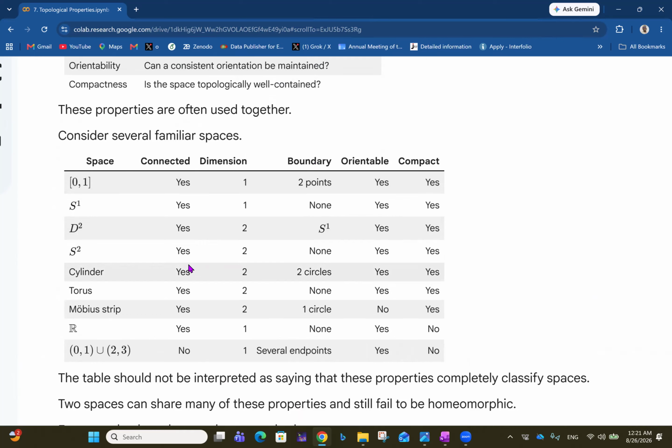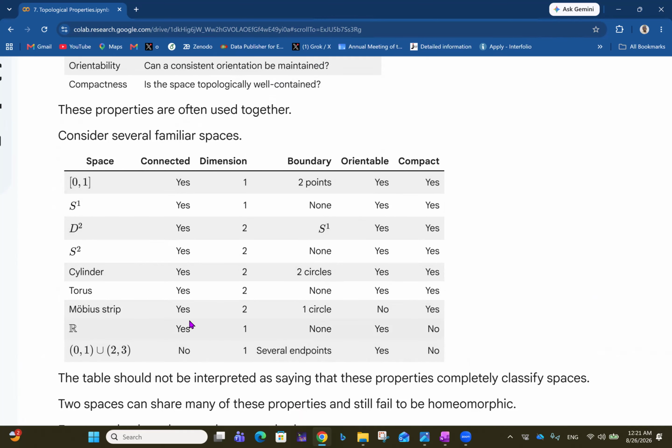Compact, yes. Then cylinder, connected, yes. Dimension is 2. Then boundary, 2 circles. That's the bottom circle and the top circle. Then orientable, yes. Compact, yes. Then torus. Torus is connected, has dimension 2, no boundaries, orientable and compact, yes. Then the Möbius strip, of course, is connected. The dimension is 2. The boundary is 1 circle for the Möbius strip. And then the orientability is no, because of the reversal you get by the time you try to make a trip round the strip. Then the compactness, of course, yes.